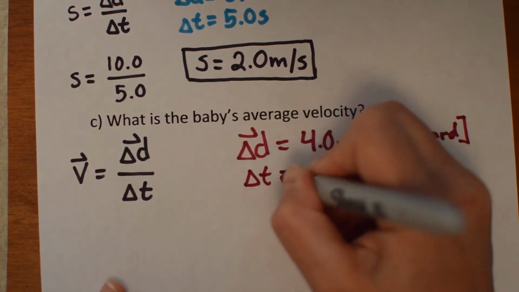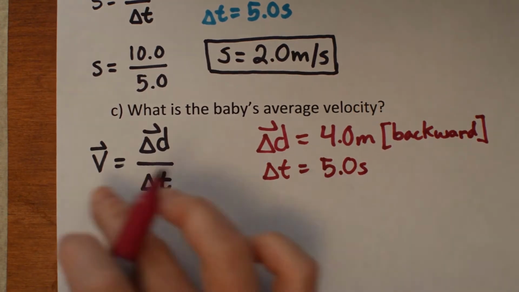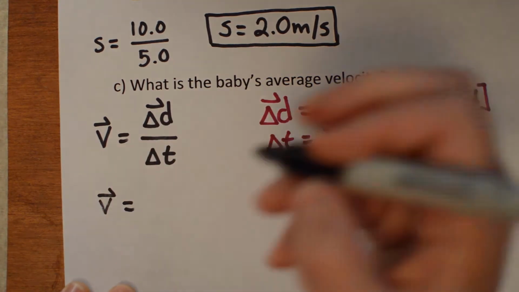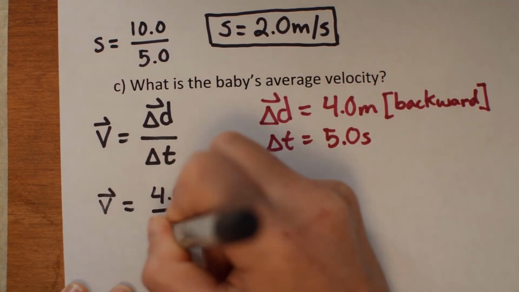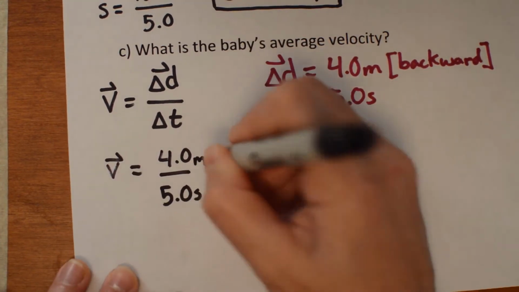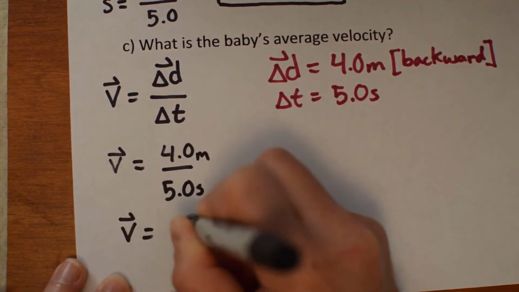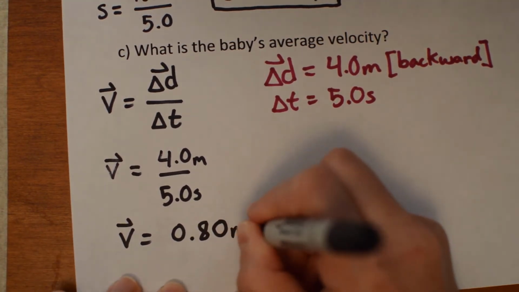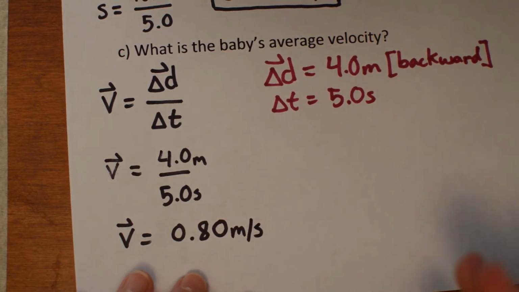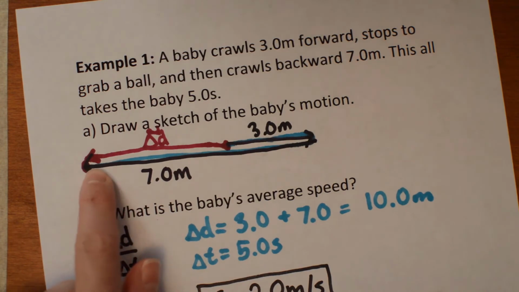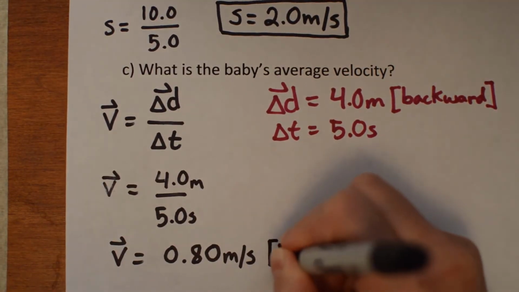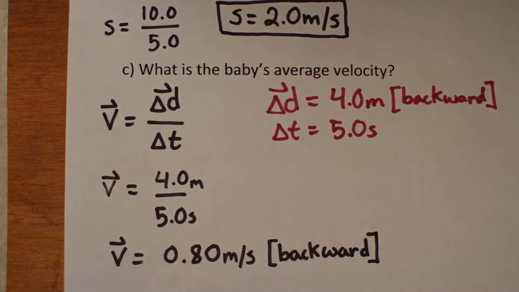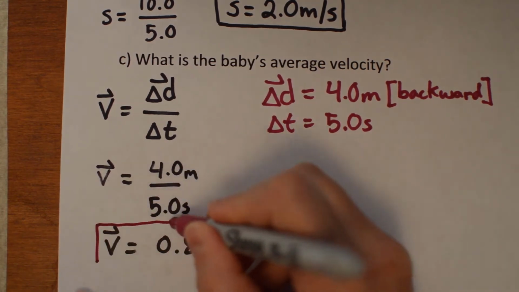The time is still 5 seconds. So we can toss that into our velocity equation. We get the velocity is going to be 4 meters divided by 5 seconds. That gives me a velocity of 0.8, and I get to toss in another 0 there because I have 2 sig figs, meters per second. I'm not done. I need to indicate a direction. The direction of my delta D is backwards, so that means the direction of my average velocity will also be backwards. Velocity is in the same direction as your displacement, and that is my average velocity right there.